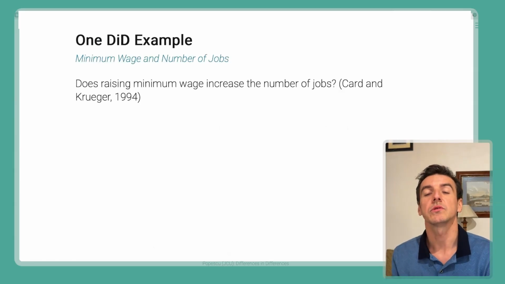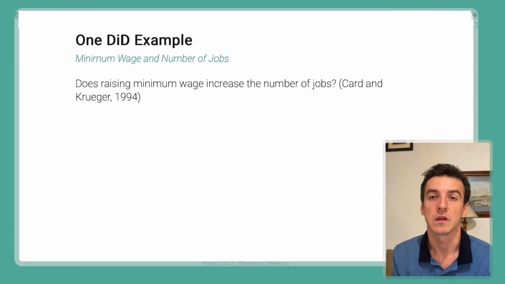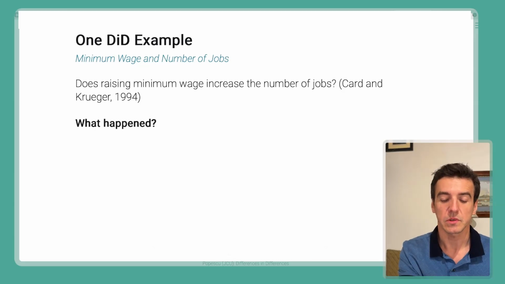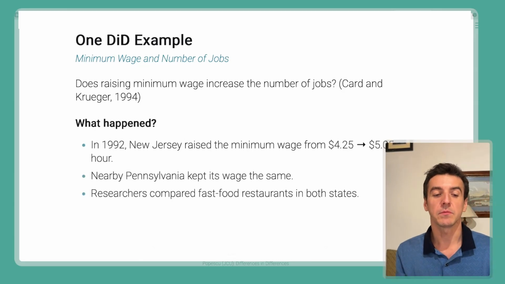So we're going to start off with a traditional example that exemplifies the idea of differences in differences. So Card and Krueger are two economists that in 1994 tried to investigate whether raising minimum wage increases the number of jobs. So what they did, they looked at a policy that was issued in 1992 in New Jersey, according to which minimum wage raised from $4.25 to $5 per hour. In nearby Pennsylvania, the wage structure stayed the same.